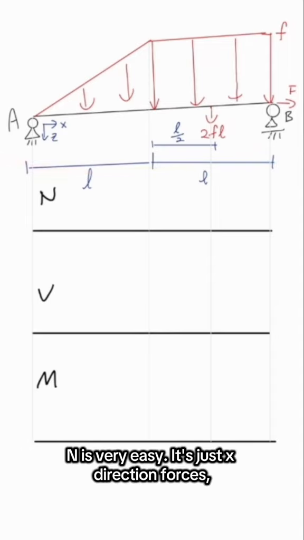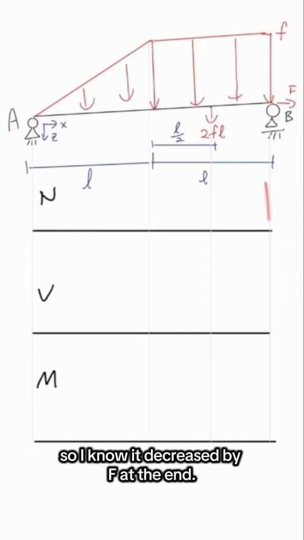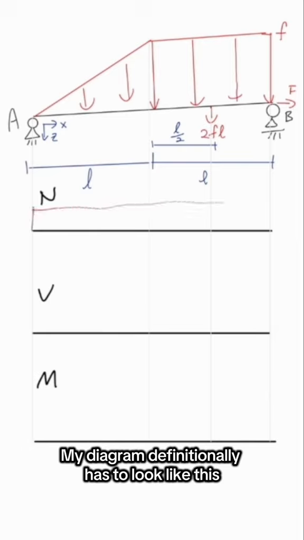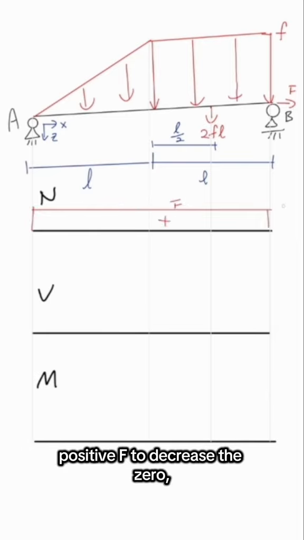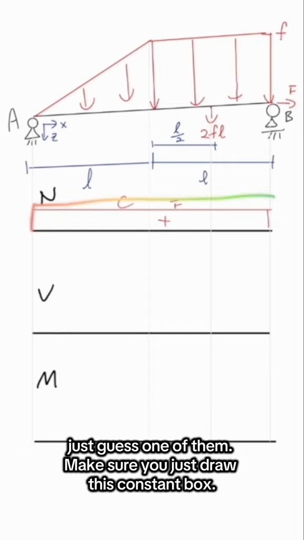N is very easy. It's just x direction forces, which we only have one of. We see F is pointing in the same direction as x, so I know it decreases by F at the end. My diagram definitionally has to look like this. Positive F to decrease to 0, and it's constant. If you don't know if it's positive or negative, just guess one of them. Make sure you just draw this constant box on.